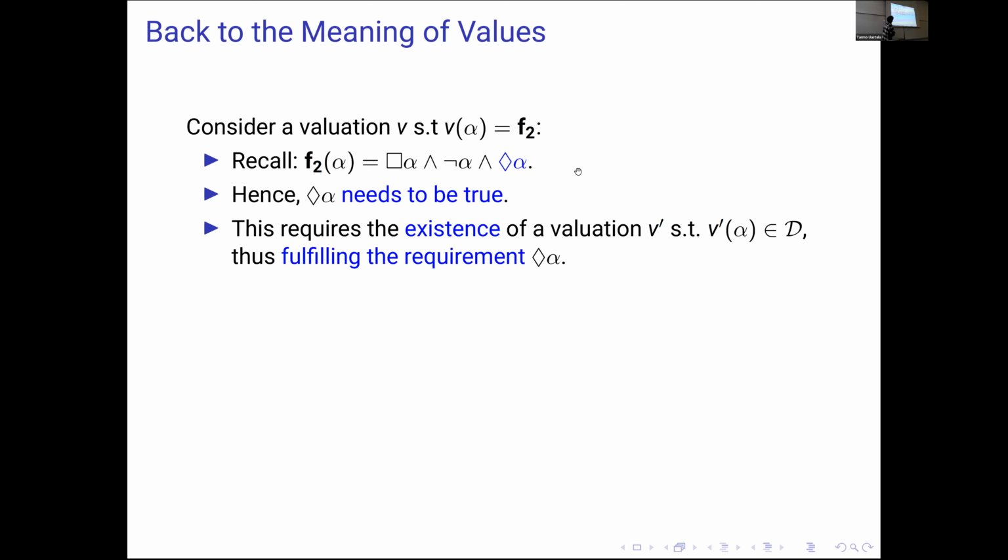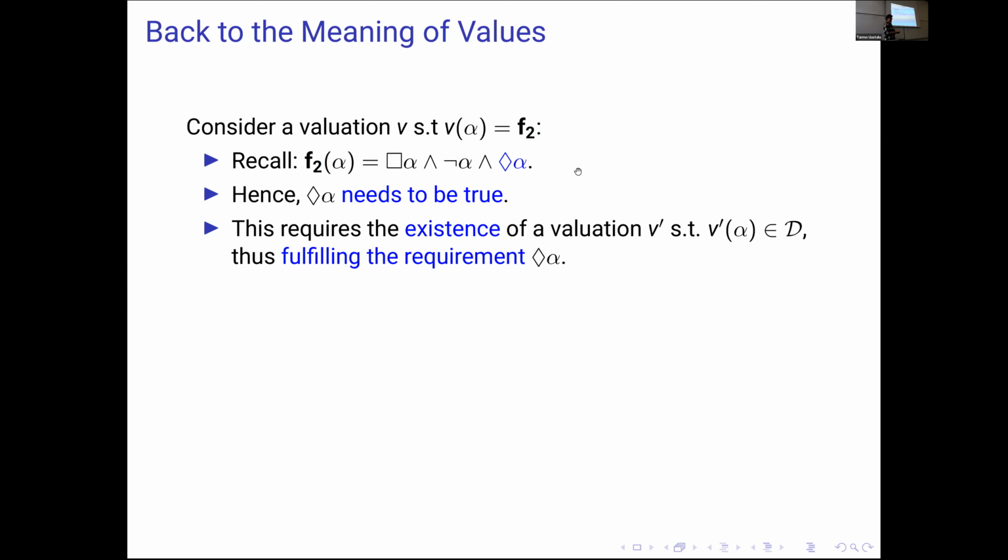like building a table, right? So again, consider one value. I took F2, so this is the definition of F2. It's box alpha, not alpha, and also diamond, right? So diamond is a requirement. You have to show me the existence of another evaluation where alpha is the case, right?